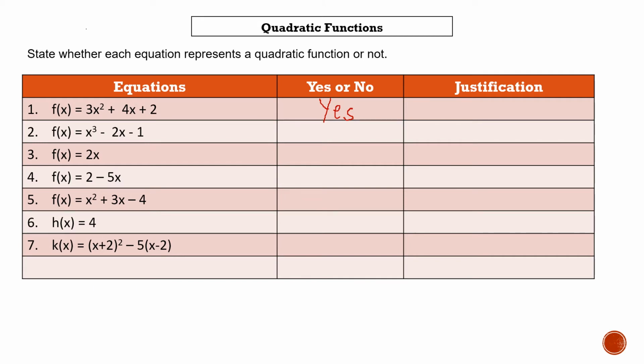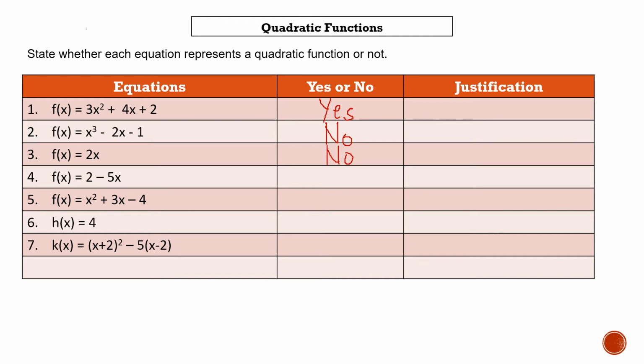constant term. Number 2, f of x is equal to x cubed minus 2x minus 1. The answer is no, it is not a quadratic function because it is a third-degree polynomial. Number 3, f of x is equal to 2x. The answer is no, because it has no quadratic term.